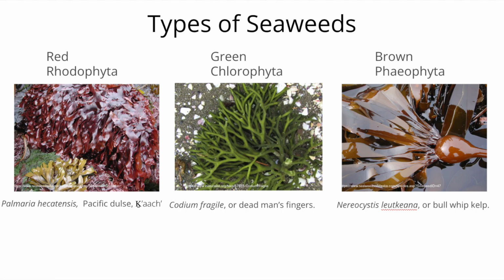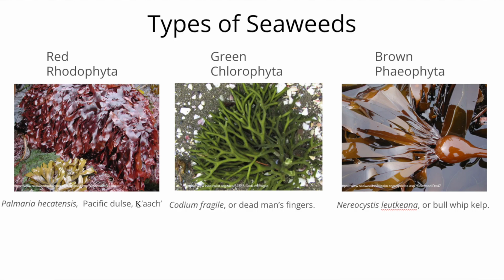Red, green, and brown seaweeds have different pigments in them, which make them different colors. They live in different habitats, and they have different chemical composition, making them useful for different things. Red seaweeds can grow in very deep water because they are the best at absorbing light. Green seaweed can grow in fresh and salt water. And brown seaweed can be huge and grow very fast, up to 2 feet per day.